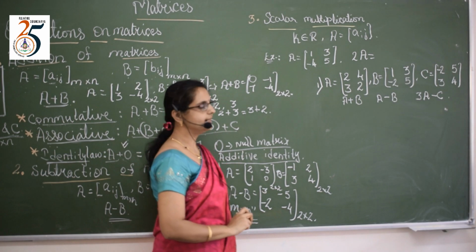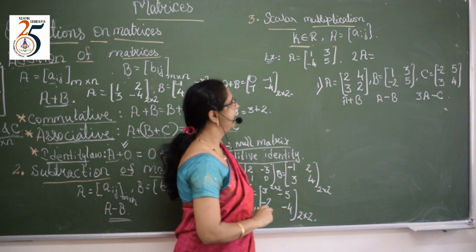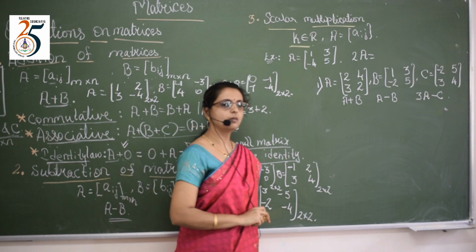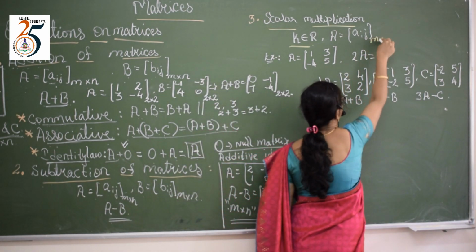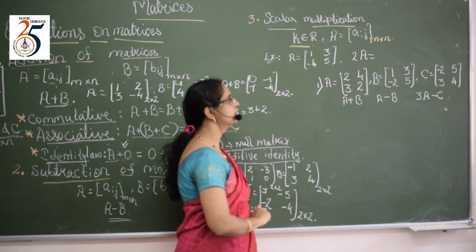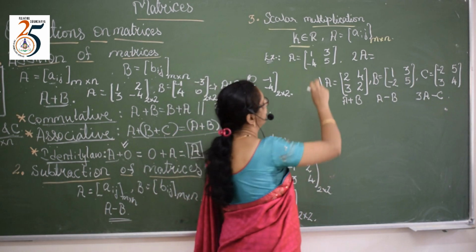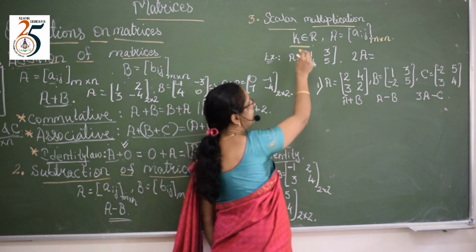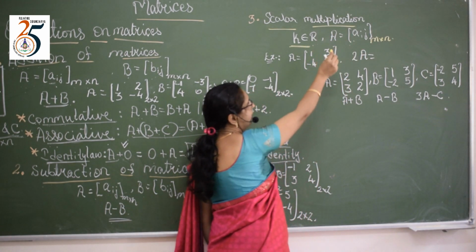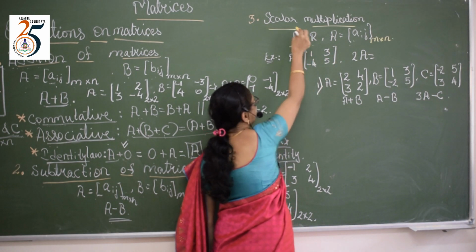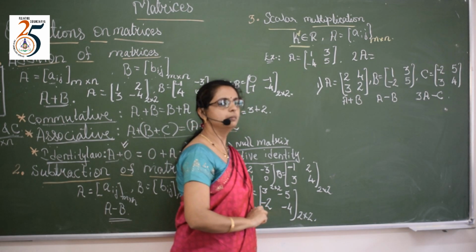Let K be any given real number and the matrix A equal to the matrix containing the elements Aij whose order is m cross n. Then its scalar multiplication will be multiplying every element of the matrix A with the given real number, which is called scalar multiplication of the matrix.